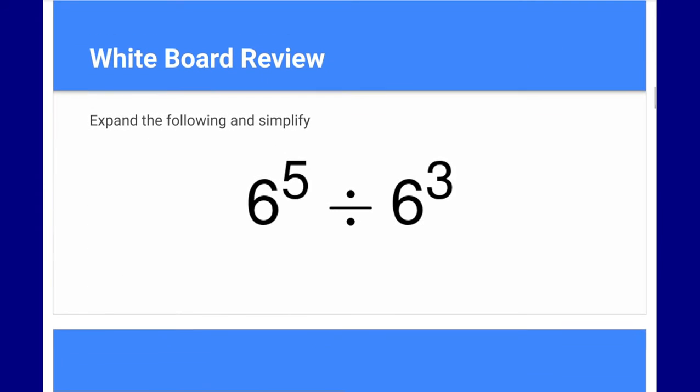What about if we switch it up and divide? This one, if I want to write it out, I could say 6 times 6 times 6 times 6 times 6 divided by 6 times 6 times 6. So I'm just writing it a different way. If I'm multiplying by 6 and dividing by 6, it would cancel out. So I can cancel out those, and I'm left with 2 6's, which is the same thing as saying 6 to the power of 2.